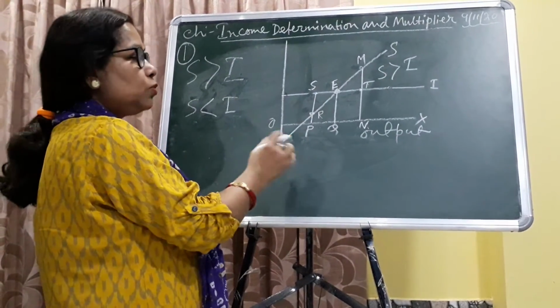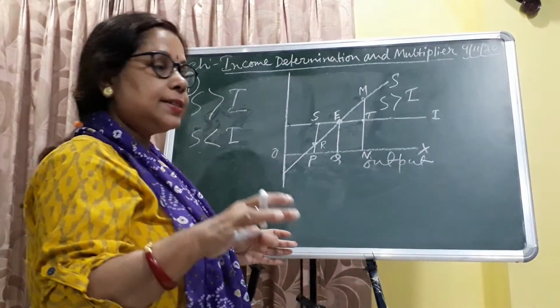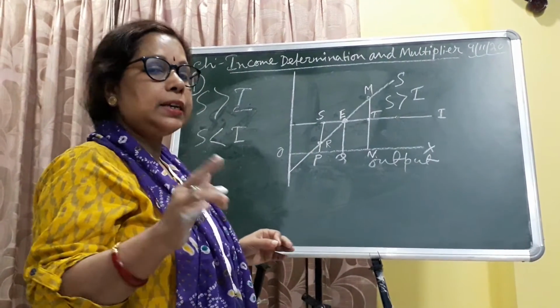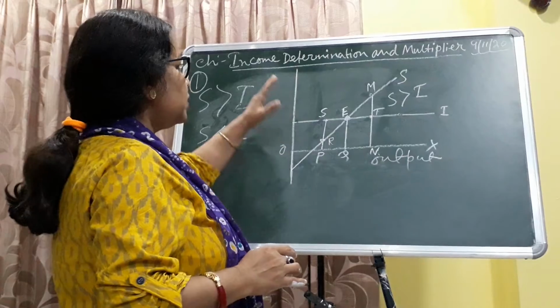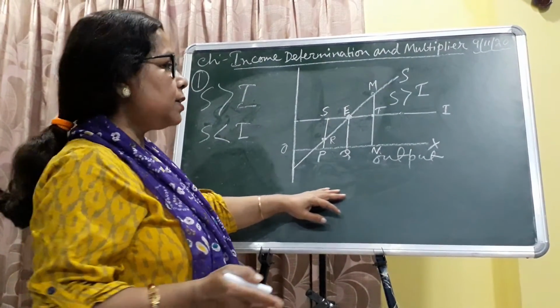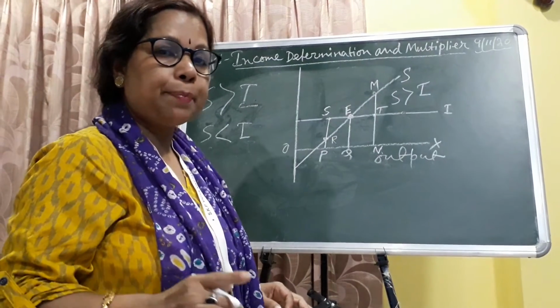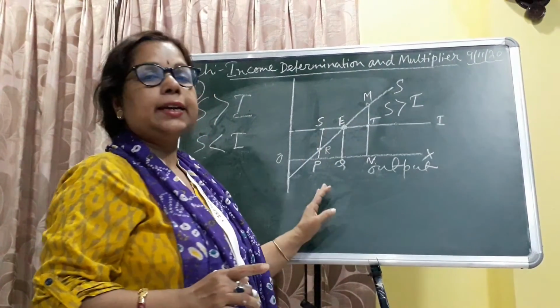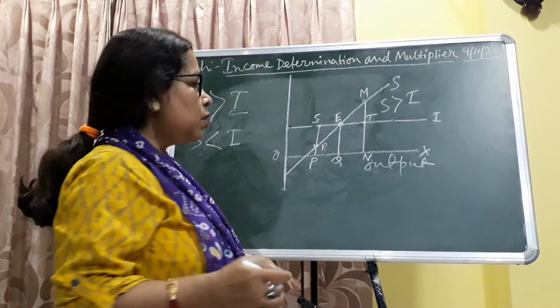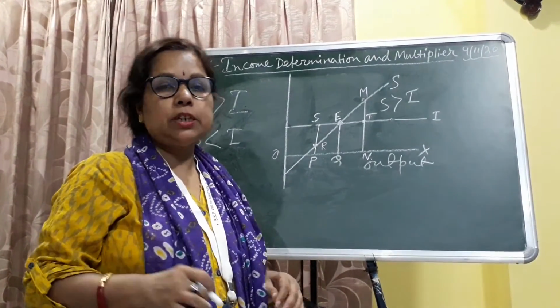In such a situation we can adjust the position when saving is greater than investment or saving is less than investment. So this is the diagram when it is asked in the examination to explain the saving investment approach. You draw this diagram and explain everything. Now next I am going to explain the investment multiplier.